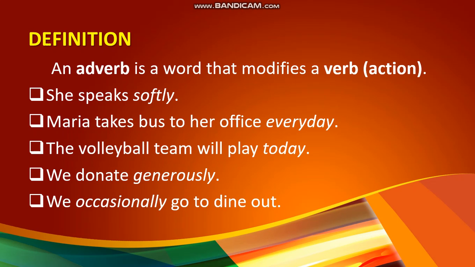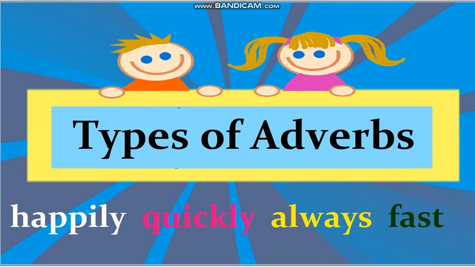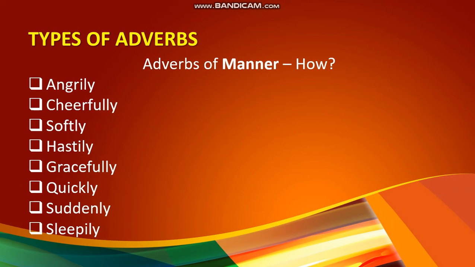Now, making sense? But I believe you must be wondering there are so many ways by which we can describe an action, right? So let us categorize those ways of describing an action with types of adverbs. And let's learn the first type of adverb. The first one is going to be adverbs of manner.